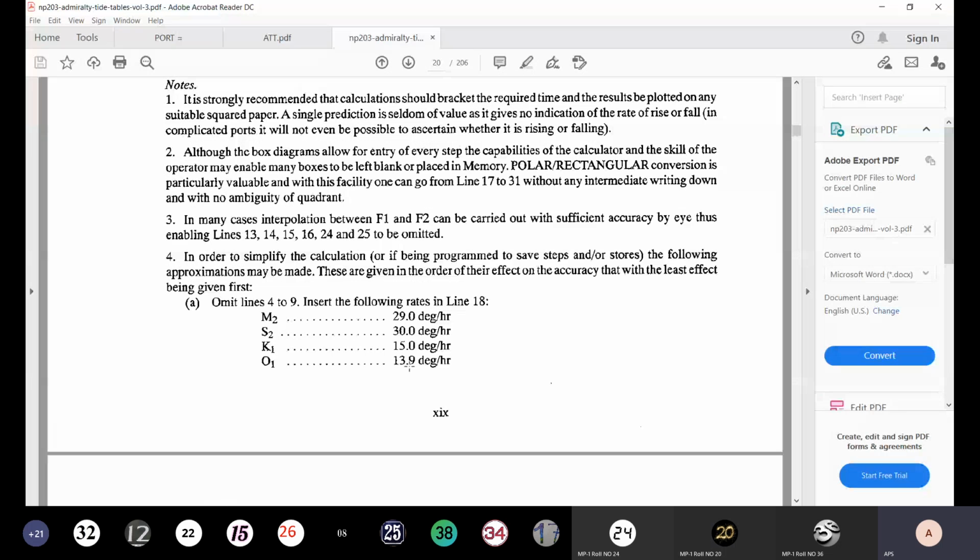Yes, sir. At the bottom right side, you can get the value of the constants. The constant for M2 is 29, S2 is 30. It will remain the same, whichever year it may be. K1 is 15 and O1 is 13.9.